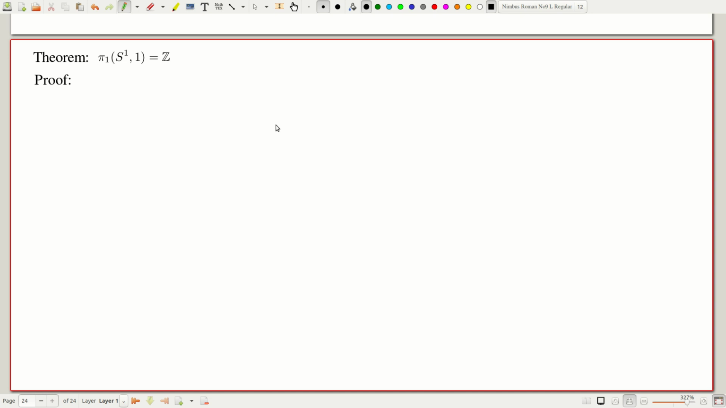Okay, finally we will be able to actually prove this statement, which we have seen many times, that pi1 of S1 comma 1 is Z. But along the way we have done a lot of our technical work that we need, and things are going to be quite easy. Okay, so let's start.